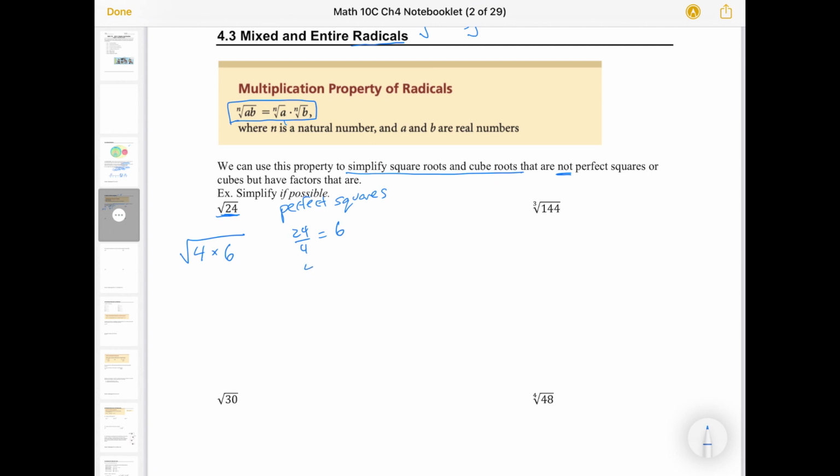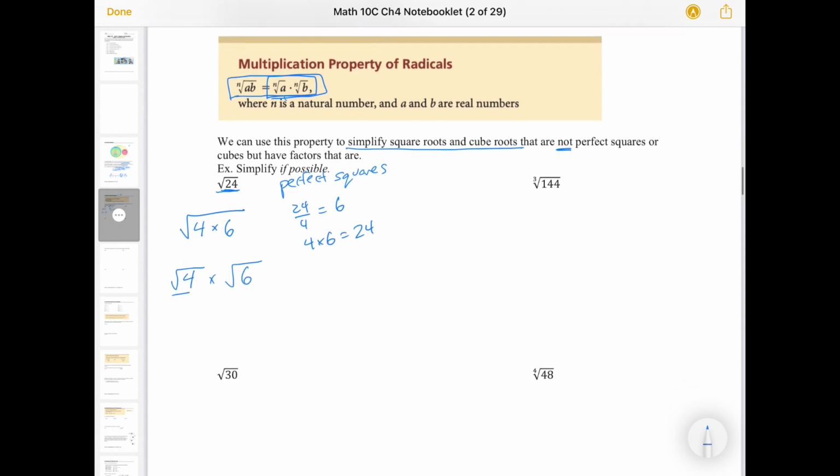All right, 4 times 6 is 24. I'm not changing this number value. It's 24 still. And now I'm going to use this multiplication property up top. I'm going to split up the radical over the multiplication. So it's the square root of 4 times the square root of 6.